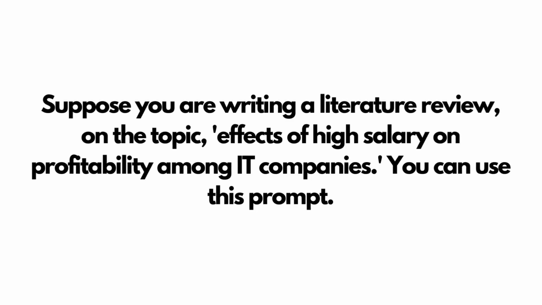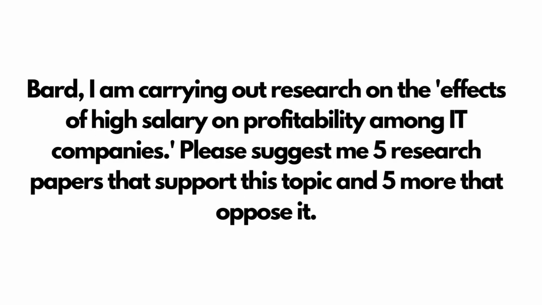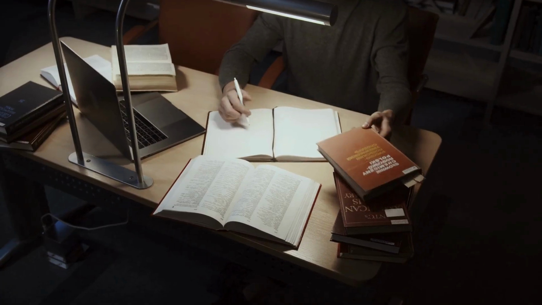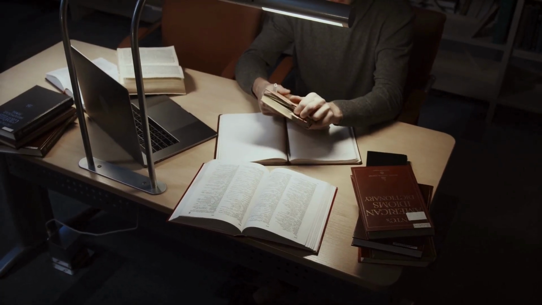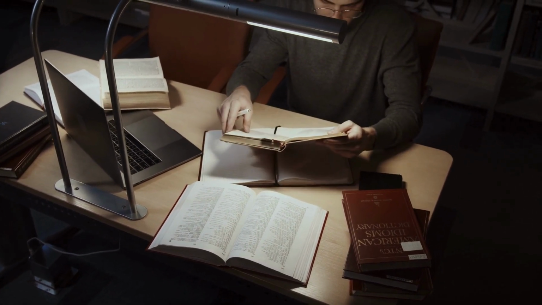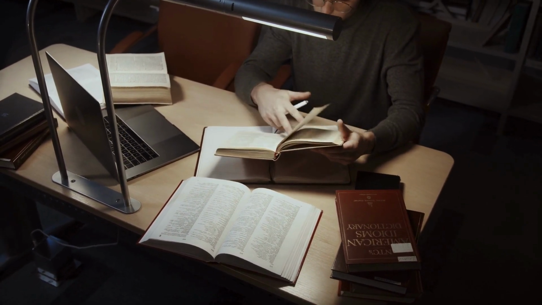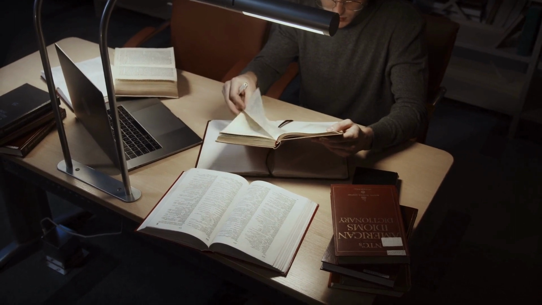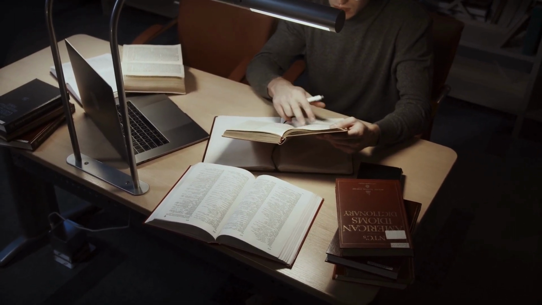Suppose you are writing a literature review on the topic, Effects of High Salary on Profitability Among IT Companies. You can use this prompt. Bard, I am carrying out research on the effects of high salary on profitability among IT companies. Please suggest me 5 research papers that support this topic and 5 more that oppose it. Once ChatGPT finds relevant literature for you, ask it to summarize the necessary parts of every paper that you found relevant. Afterward, rewrite the paragraphs provided by ChatGPT in your own words.